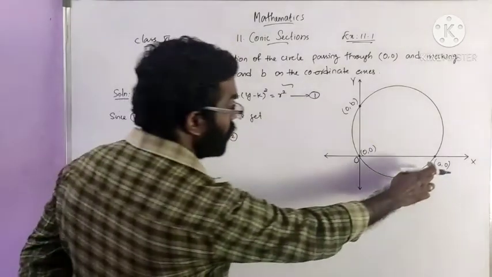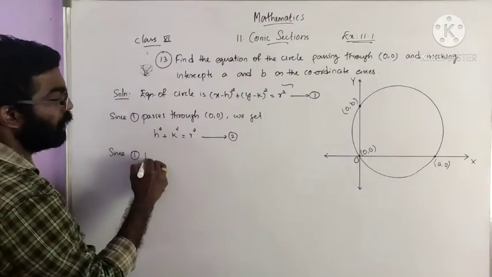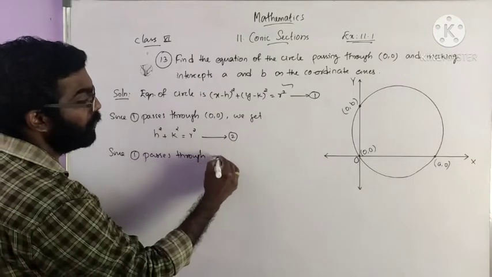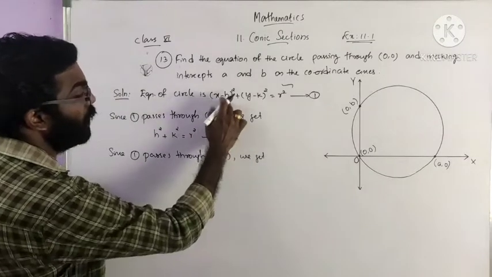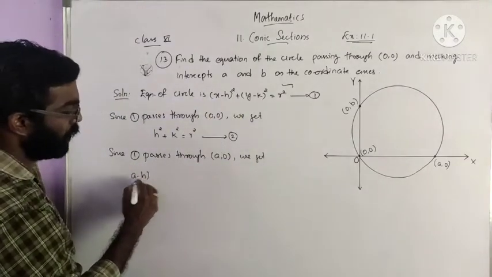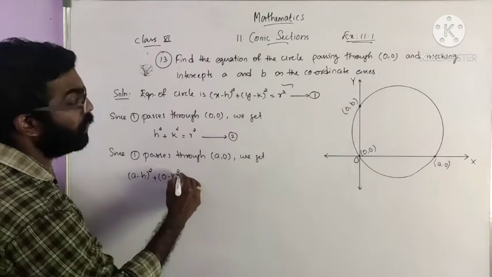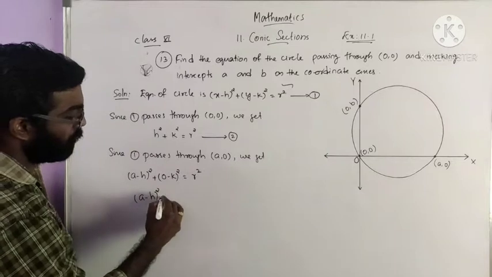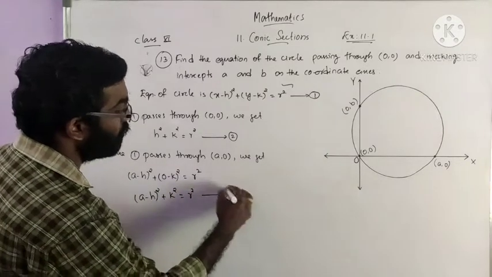Now we can take the next point A, 0. Since the circle passes through the point A, 0, we get A minus h the whole square, then plus 0 minus k the whole square equal to r square. That is A minus h the whole square plus k square is equal to r square. Take it as equation 3.